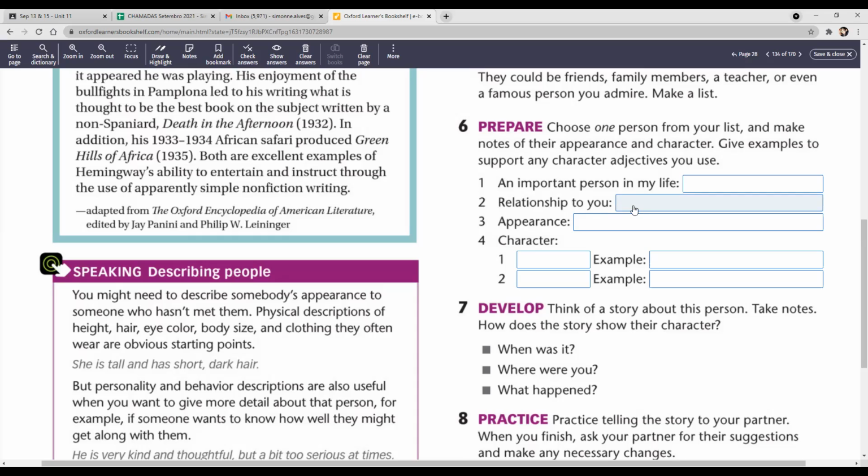What is the relationship to you? Mother, sister, best friend, teacher. Appearance. Then you put just basic characteristics. And then you put 2 adjectives to describe the character. And then you give 2 examples.